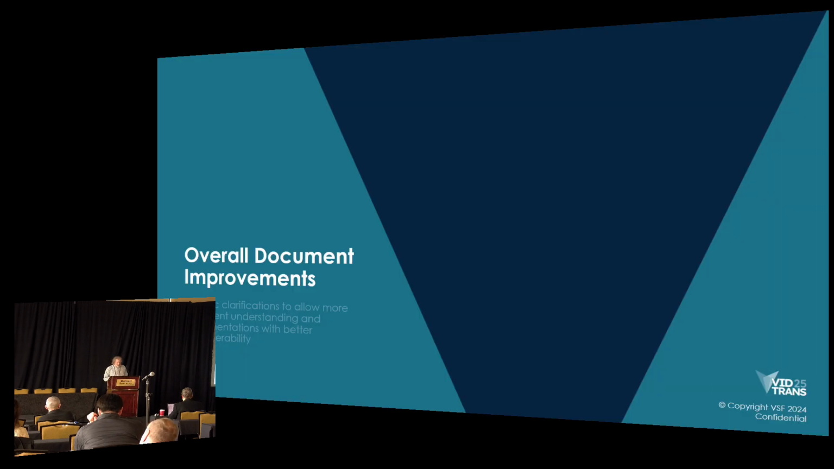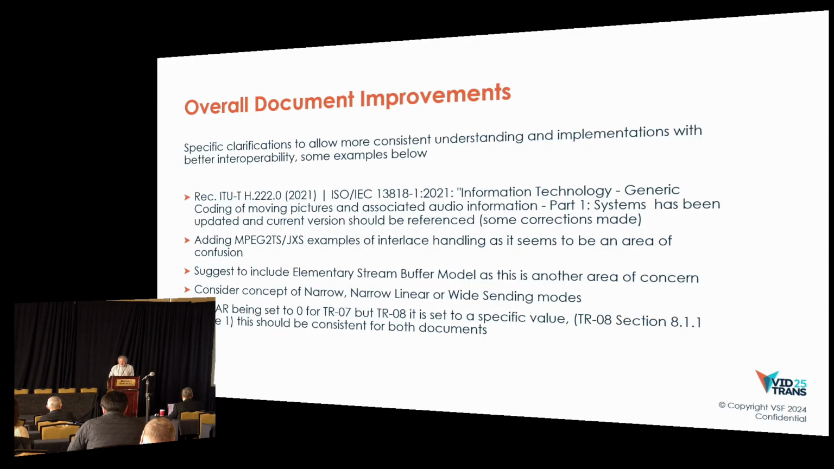So that was the first category on TDC. The second piece of it is just overall document improvements, and this is specific clarifications to allow more consistent understanding and implementations with better interoperability. So there's a wide range of topics that have been brought up already. I think there was about 20 different items on the list, and we're still collecting items for this. But I just figured I'd mention a few of the topics that have come up.